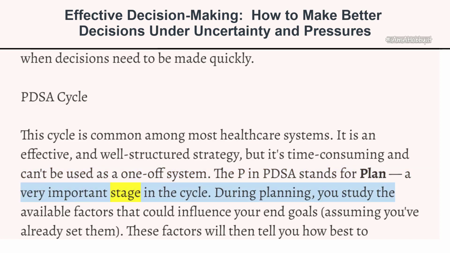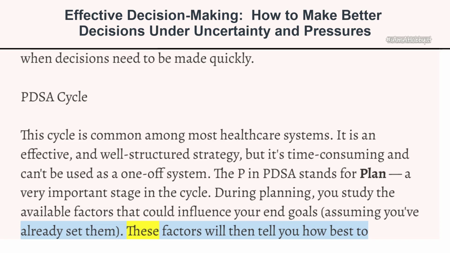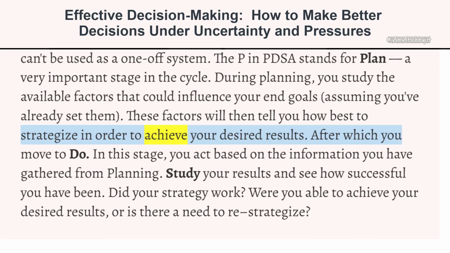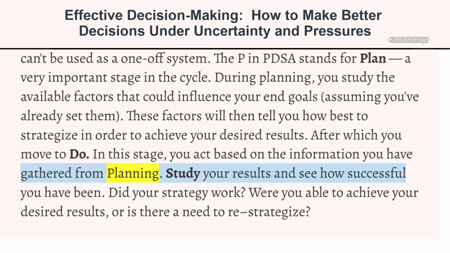A very important stage in the cycle. During planning, you study the available factors that could influence your end goals, assuming you've already set them. These factors will then tell you how best to strategize in order to achieve your desired results. After which you move to do. In this stage, you act based on the information you have gathered from planning.